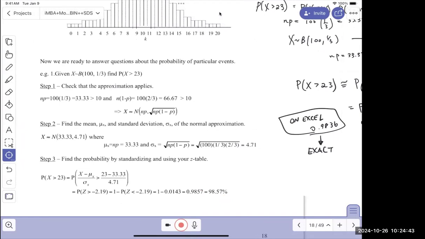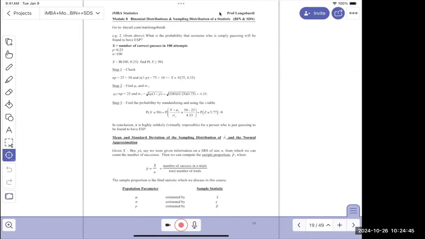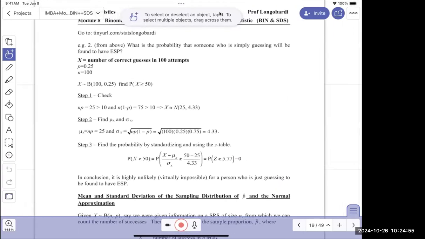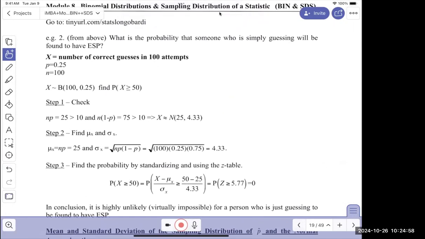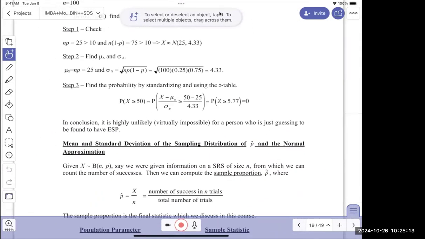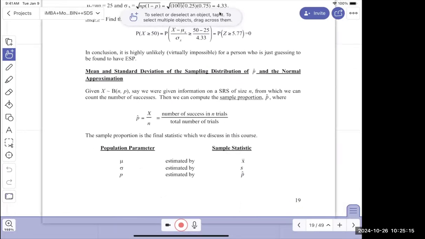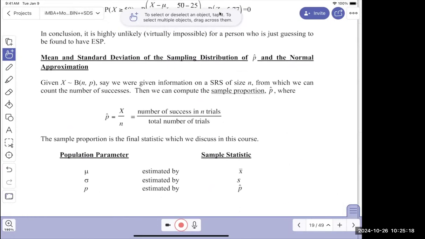All right. So I have a bunch of exercises to practice. I have just two here, but I'm going to have more exercises. This is another one where I go back to the original problem about finding out if someone has ESP using the normal approximation. You still get the same answer. It's very unlikely that someone just guessing will be found to have ESP. But it's just a different approach to that type of problem. A problem where you have to add a lot together, you can just use the approximation.